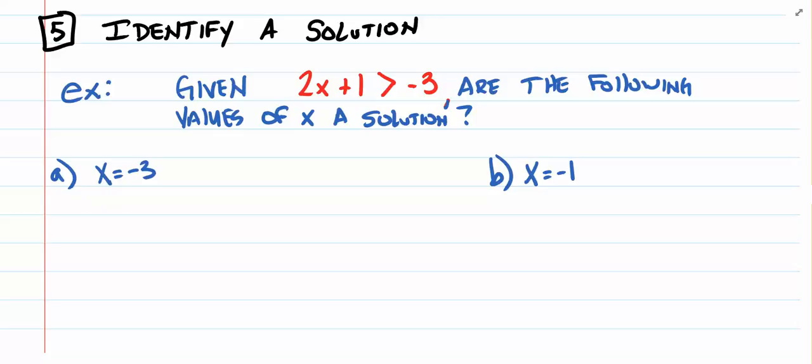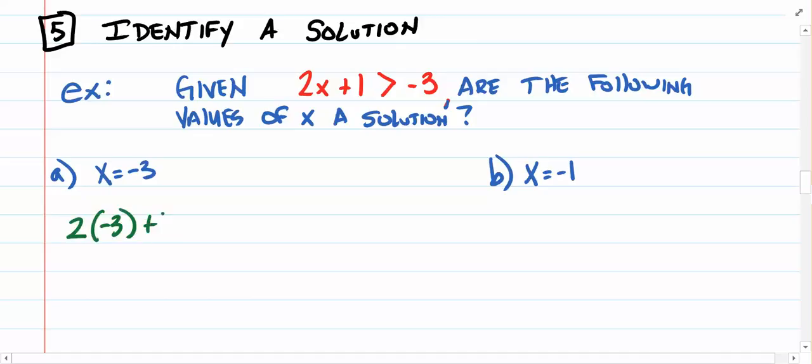Box number 5, we're going to identify a solution. Here's an example. Let's say we were given 2x plus 1 is greater than negative 3. Are the following values of x a solution? Let's test x equals negative 3. So I would plug in: 2 times negative 3 plus 1. Is that greater than negative 3? 2 times negative 3 is negative 6, plus 1. Negative 6 plus 1 is a value of negative 5.